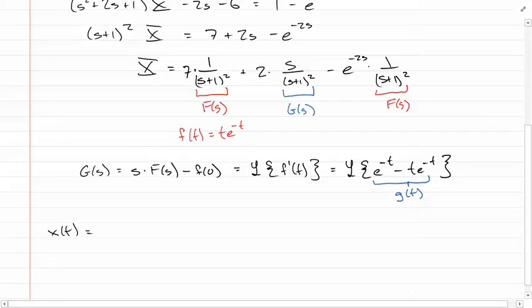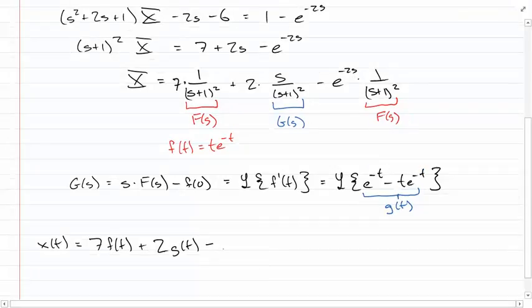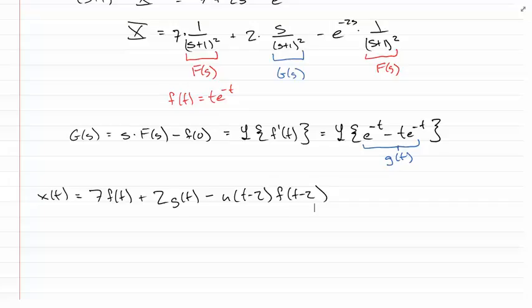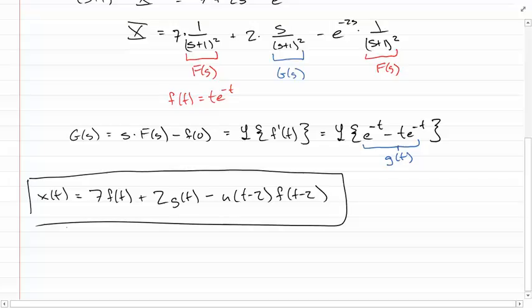Little x of t, what is it? It's going to be 7 f of t plus 2 g of t minus, and then here's where we see that exponential, so it would be u of t minus 2 times f of t minus 2. Okay, and I think I'm just going to leave my answer like that. Of course, you could take it further by actually plugging in the formula for little f and the formula for little g and writing it as a piecewise function, but I'm just going to leave it like that.